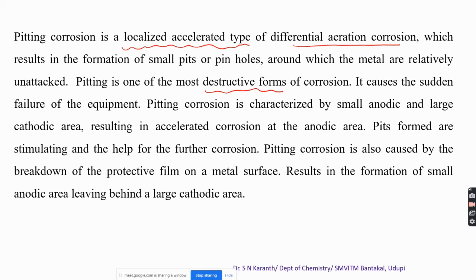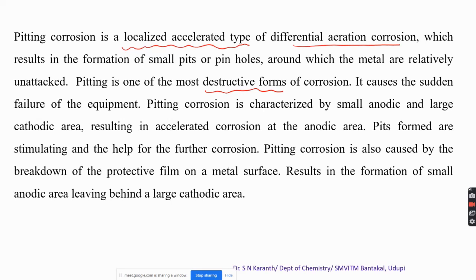So it is characterized by a small anodic and a large cathodic area, resulting in an accelerated corrosion. This is the one factor that decides the corrosion rate. Smaller the anode, larger the cathode, results in a fast corrosion. As a result, a destructive corrosion or fast corrosion takes place, and within a certain period, the sudden failure of that equipment is observed.